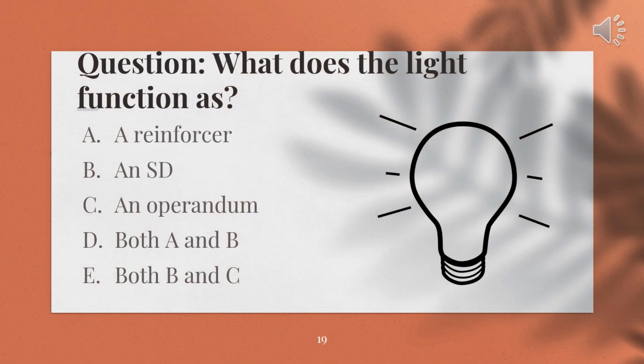Question: what does the light function as? A, a reinforcer, B, an SD, C, an operandum, D, both A and B, or E, both B and C. On your homework sheet, fill in the question, what does the light function as? I'll give you some time to get that question filled in.